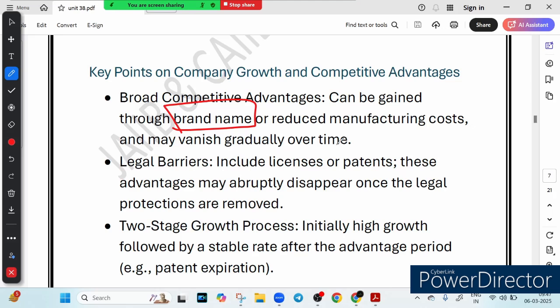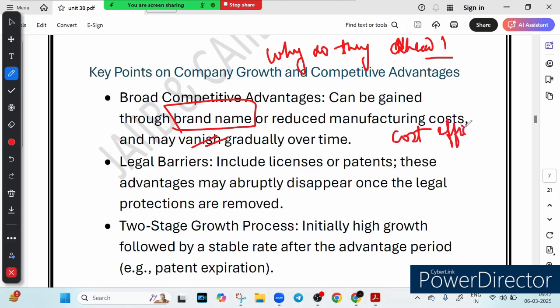So basically, the question is why do they stay ahead? The first answer is brand power, because of their brand name. The second reason could be cost efficiency. What is the meaning of cost efficiency? If a company can produce at a lower cost, it can keep prices competitive. And the third reason is the first mover advantage.